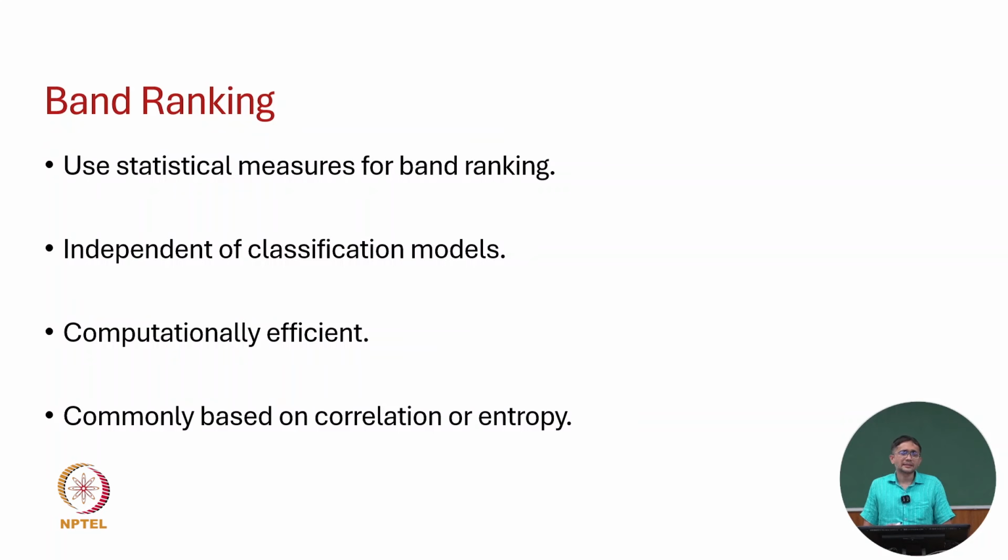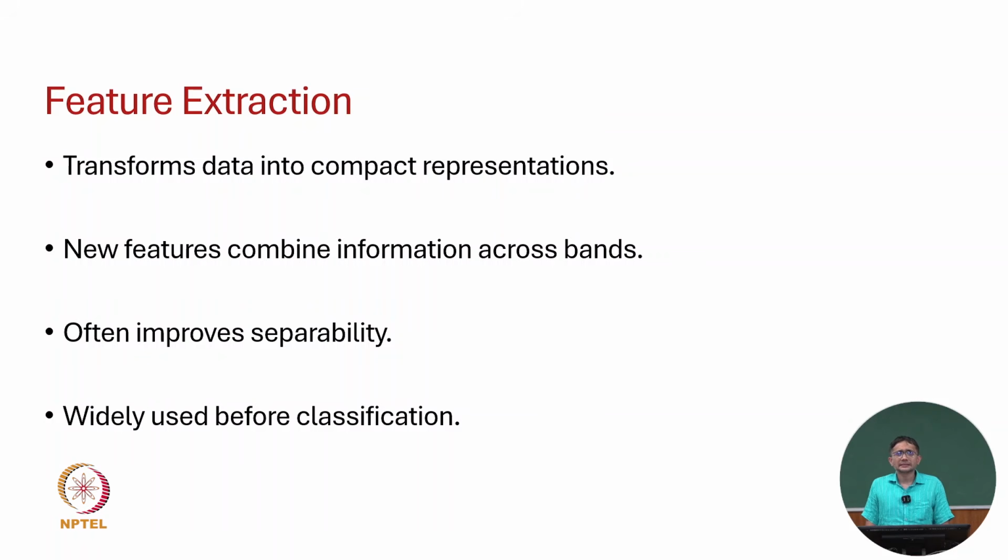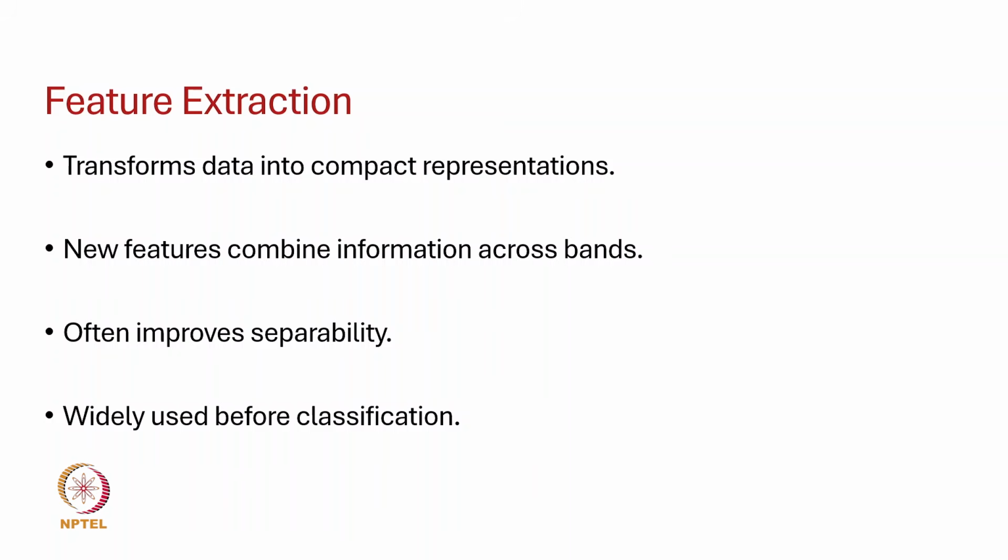One possibility there is doing some kind of band ranking. The other is the feature extraction. It transforms data into compact representations. New features combine information across bands. It often improves separability and is often widely used, like when we are trying to do classification. Feature extraction is used in tandem with this.